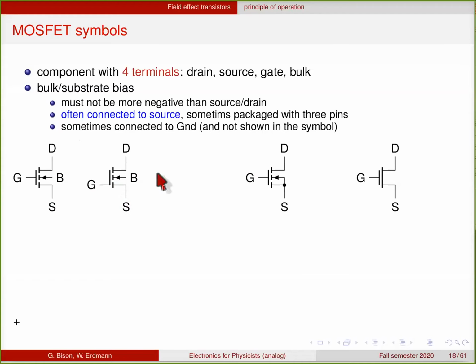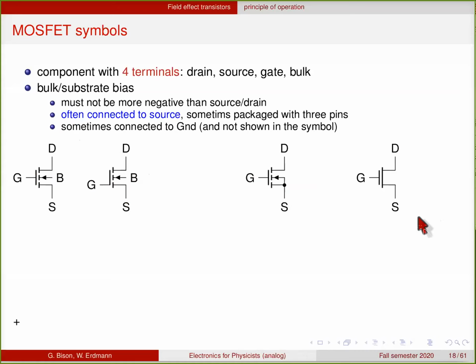So the bulk is in principle an independent connection. It must not be more positive than drain or source, otherwise the junctions conduct. One way to prevent this is to connect it to the source. Another way is to always connect it to ground, or the negative supply voltage in your circuit. And then when you do that, the bulk connection is often not shown, and you just have a symbol like this.